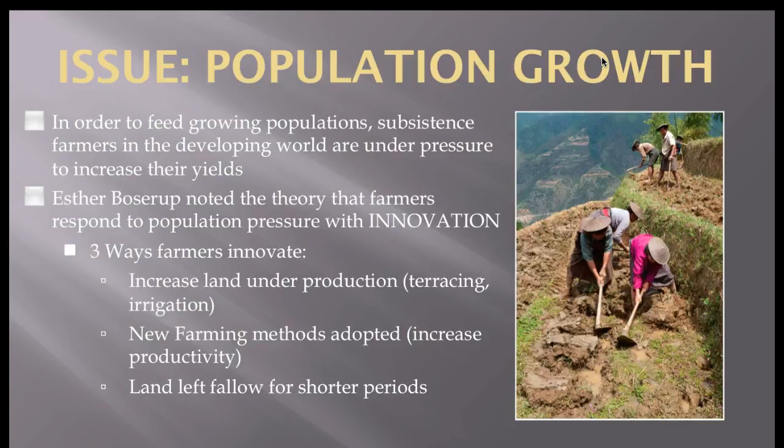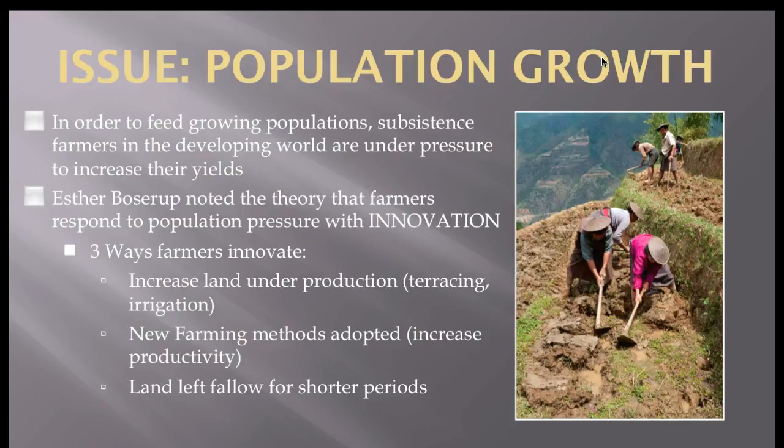So the first issue is population growth, especially in these developing countries. In order to feed the growing populations, subsistence farmers in the developing world are under a lot of pressure to increase their yields. Essentially, growing population, how are we going to feed them? Ester Boserup, she was the theorist in your textbook that basically said, with innovation, there are three different ways farmers can try to help with this issue.